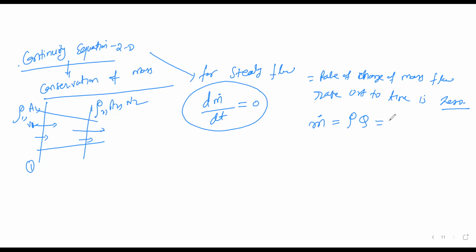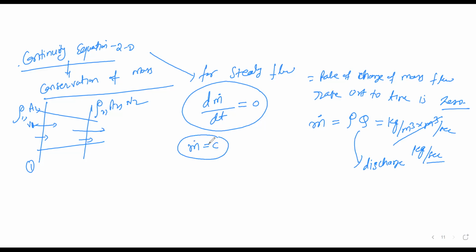And rho is kg per meter cube, and q is called here discharge. Meter cube will cancel. So this q is named here discharge. कितना amount of liquid discharge हो रहा है to a pipe. So if you integrate here, you will get dm, and m dot must be equal to constant.